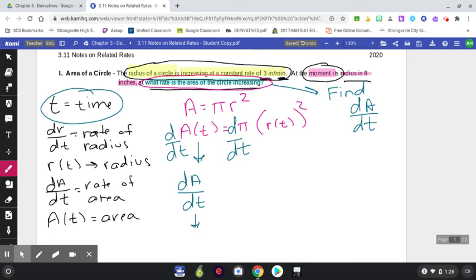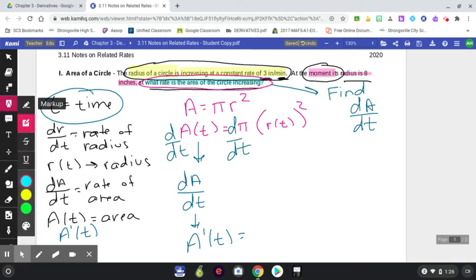Some people prefer A prime. I'm good with that. A prime of t. Okay, that would be this right here. This is the same as saying A prime of t. The derivative of A is A prime, equal to, okay, now this feels like a product, but it's not really a product because remember, pi is a constant.